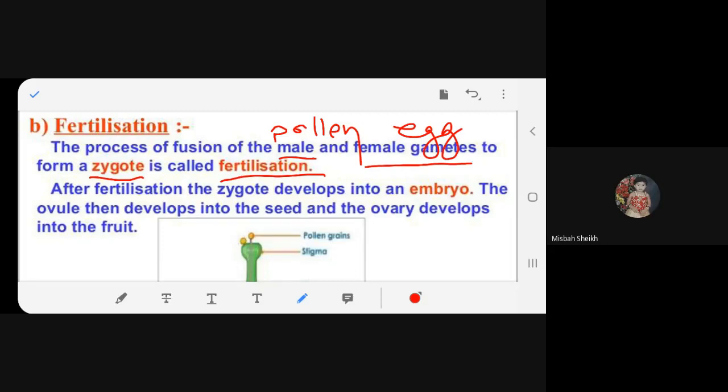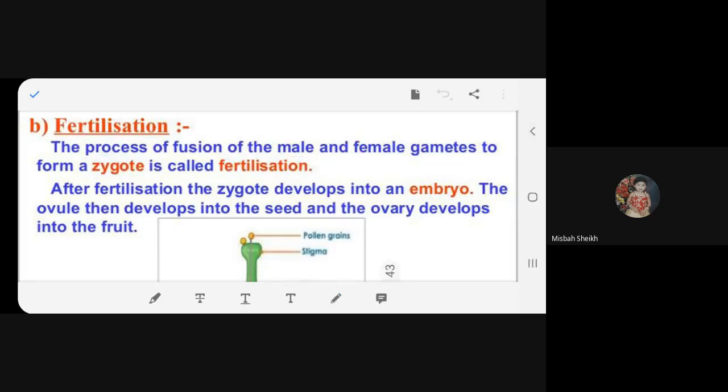How do you have to remember? Placing pollen onto the stigma, and then germination of pollen into a pollen tube, is called pollination. What about fertilization? After pollination, when the male cell and the female cell unite to form the zygote, that is called fertilization. So, when does fertilization take place? After pollination. You should remember this. Now, fertilization has taken place, so we have got the zygote.